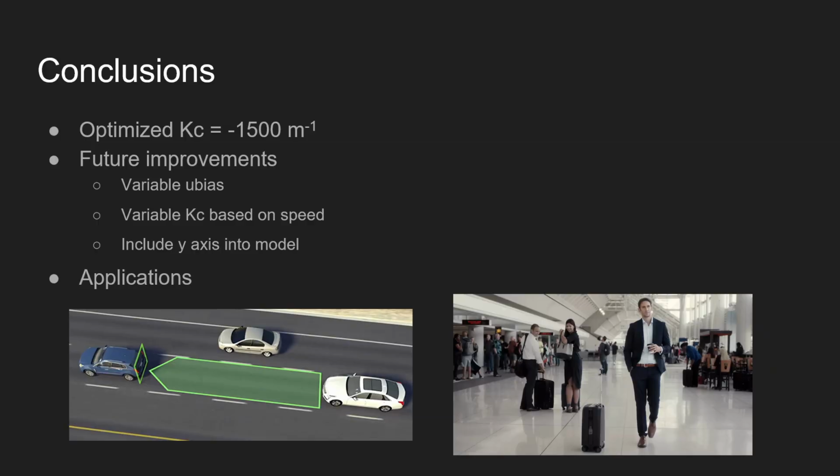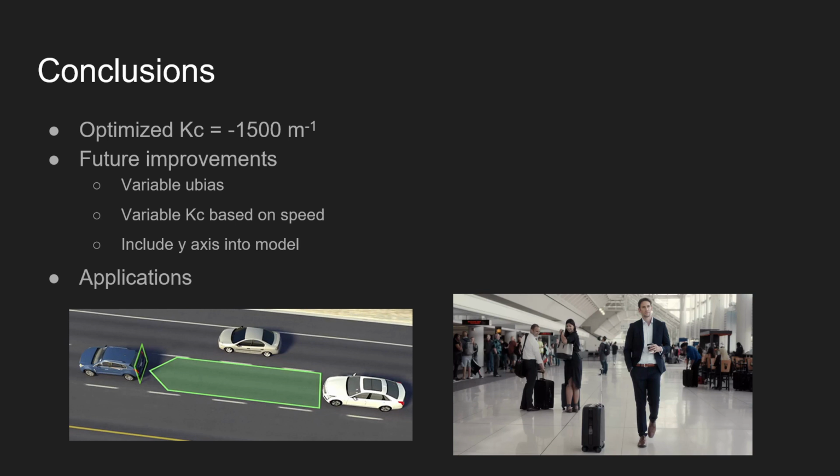So in conclusion, since our system is a direct acting system, the KC is a negative value. So we got our optimized KC value of negative 1500. And for some future improvements, we could make the U bias a variable and have that change with the speed of the object that it's following or the speed of the person, because that will affect the distance of the car. And then we'd make the KC also variable based on the speed, because that's also going to change depending on how fast the car and the person are going.